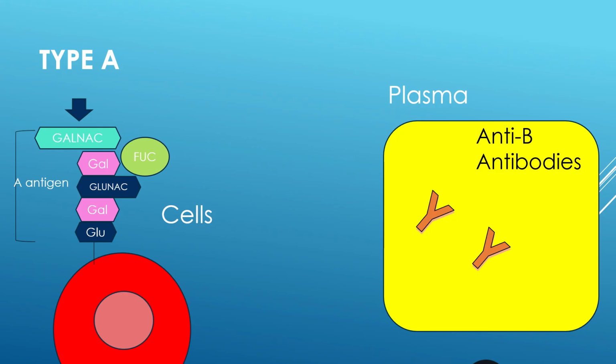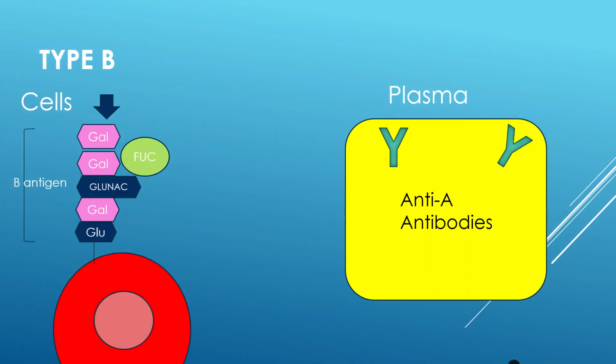This slide represents blood type A. The A antigens are found on the red blood cells, and the anti-B antibodies are found in the plasma. The immunodominant sugar is N-acetyl D-galactosamine. This slide represents blood type B. There are B antigens on the cells and anti-A antibodies in the plasma. The immunodominant sugar is D-galactose.